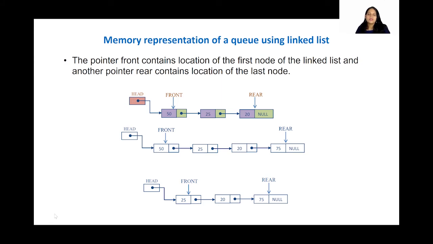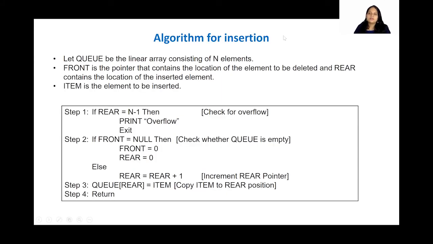Okay. Next, we have algorithms. We are learning two algorithms now. The first one is insertion. Here we are using the array. We are using the array for insertion and deletion. Already we have seen this in a theoretical way. Now let us see the algorithm. Here we are using a queue. The name of the queue is queue, a linear array consisting of n elements. Front is the pointer that contains the location of the element to be deleted, and rear contains the location of the inserted element.